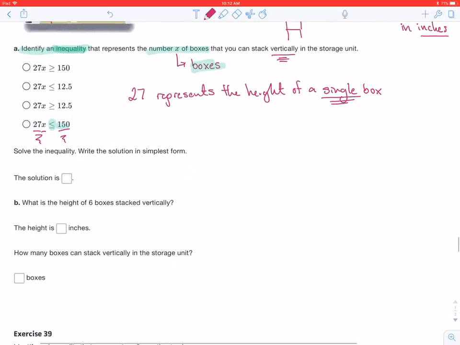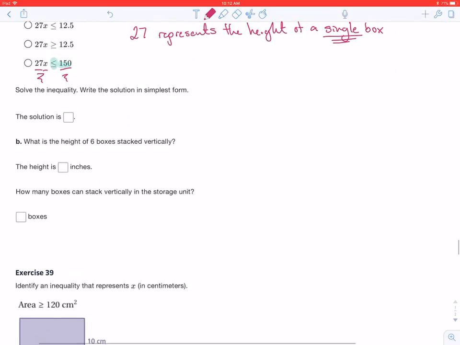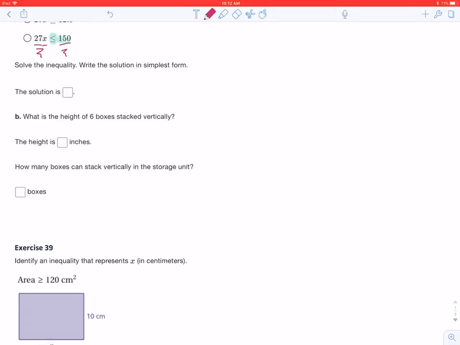All right, moving on to the next part, it asks us to solve the inequality. So we just chose the inequality that represents the situation, and we're being asked to solve the inequality, and then write the solution in simplest form. So if I have 27 times x, the opposite of multiplication is going to be division. So I would need to divide both sides by 27, and that's going to leave me with x is less than or equal to.